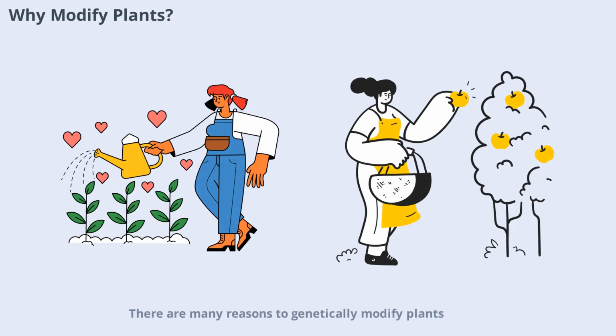There are many reasons to genetically modify plants. The main goals include increasing crop yields, improving resistance to pests and diseases, and enhancing tolerance to environmental stresses like drought or salinity. Genetic engineering can also be used to improve the nutritional content of crops, making them healthier for consumers. By addressing these challenges, genetic engineering helps ensure food security and sustainability for a growing global population.